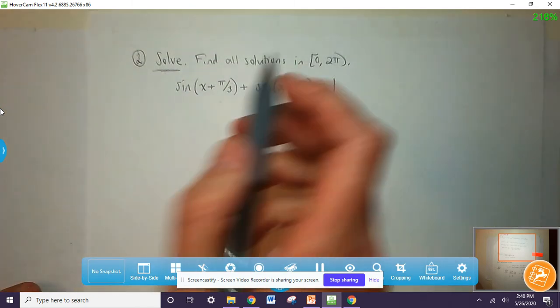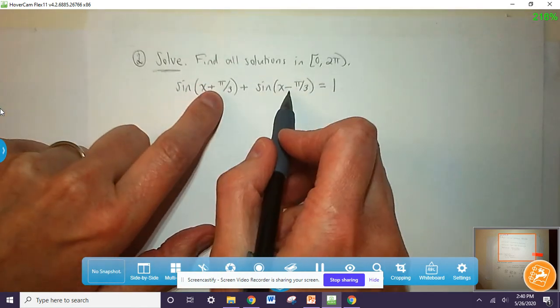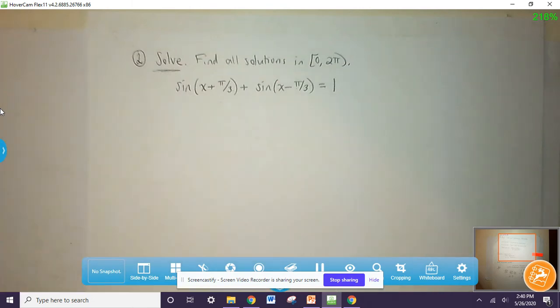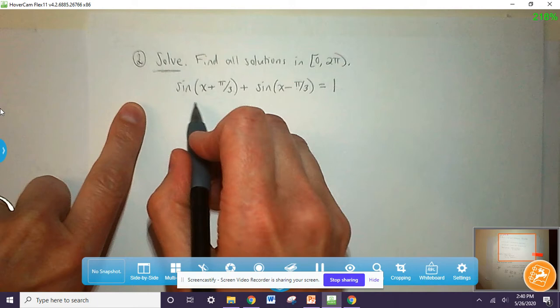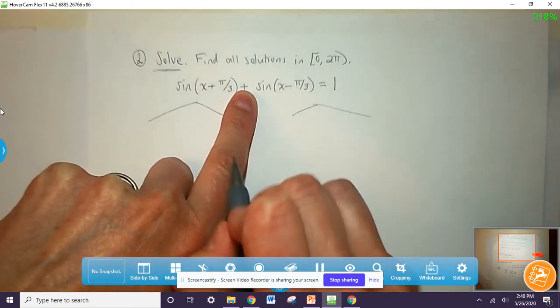Okay, so we cannot combine these because the angles don't match. x plus pi over 3 is different than x minus pi over 3. But what we can do is train ourselves that anytime we see a trig function with a sum inside, we can expand. And anytime we see a trig function with a difference inside, we can expand. And that's what we're going to do.